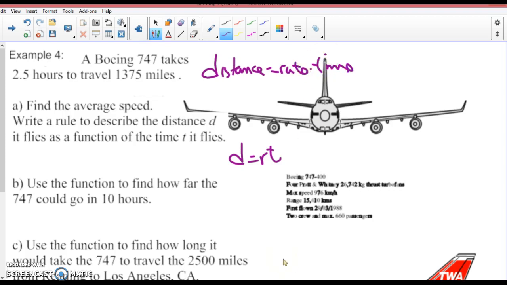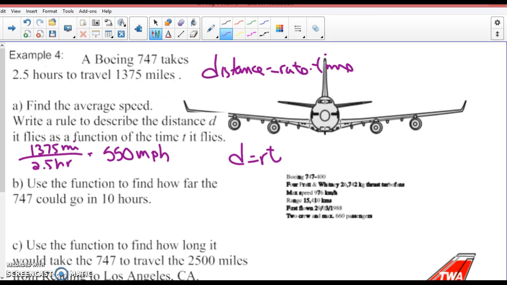So, would my unit rate make more sense, miles per hour or hours per mile? Which one sounds right? Miles per hour. So 1,375 miles over 2.5 hours. Divide. 1,375 divided by 2.5 gives me 550 miles per hour. Make sure when I ask you to find a rate that it has a label on it, because it's not the same thing without the label.